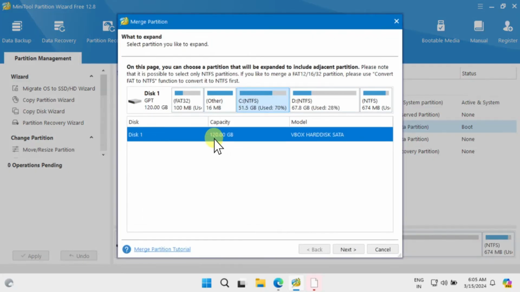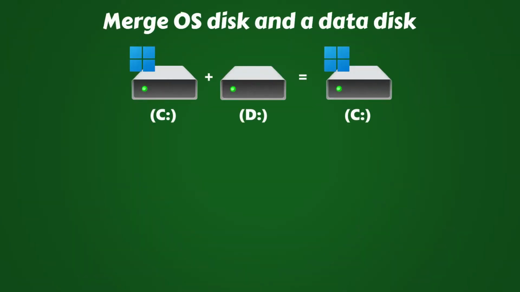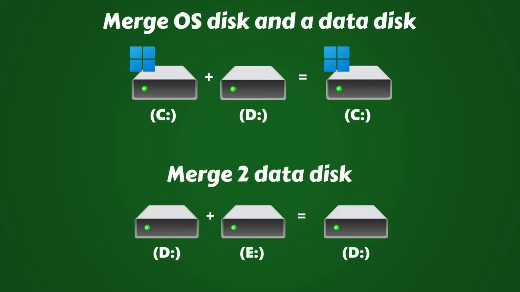Please pay close attention to this screen, which says what to expand. Some of you may wish to merge your C drive with another drive, perhaps the D drive. On the other hand, others may want to merge two data disks, such as D and E. The method I'm demonstrating works perfectly for both of these cases.